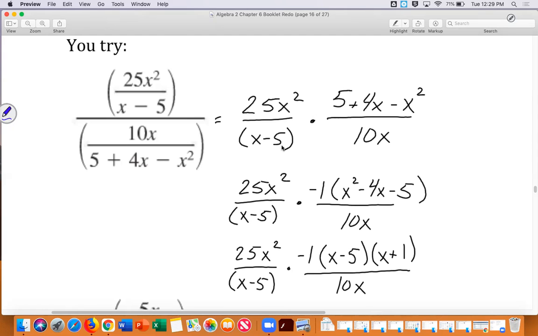Now, x minus 5, they cancel. Nikki Granlund over here, I heard you talking about how you can deal with the 25 and 10, right? So 5 goes into 25 5 times. 5 goes into 10 2 times. The x and this one would cancel. So my answer would just be 5 times -1, so -5 times x plus 1 over 2.